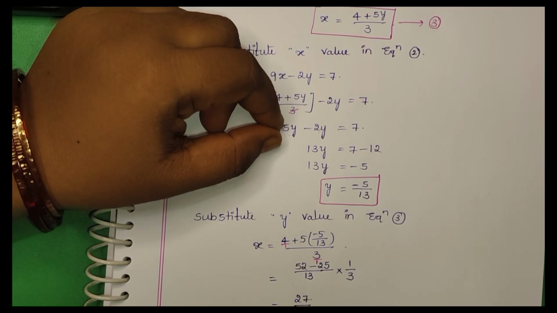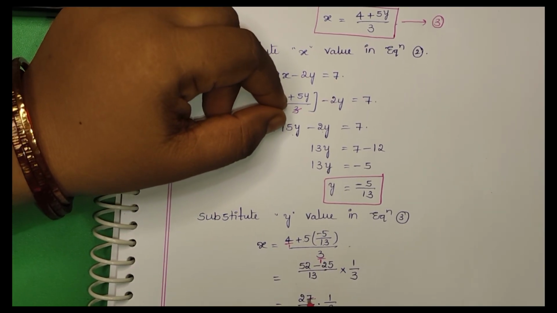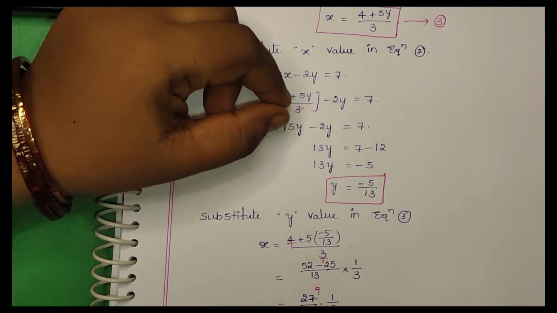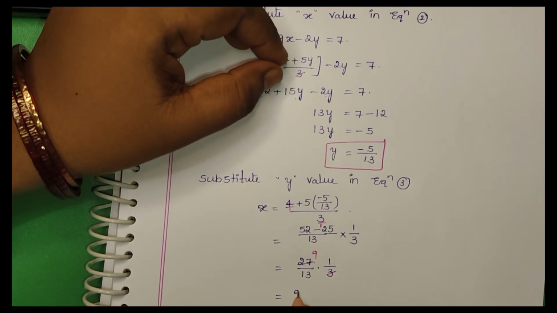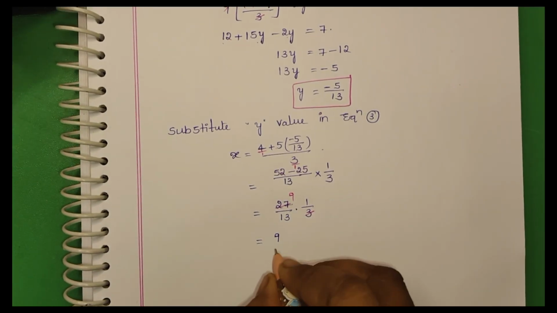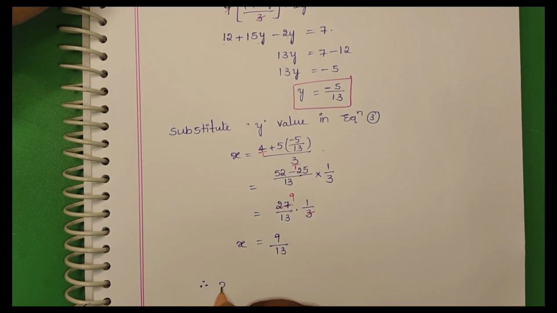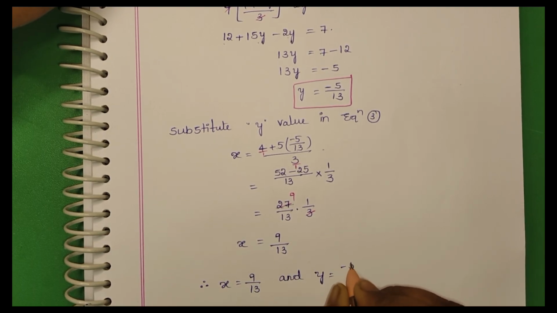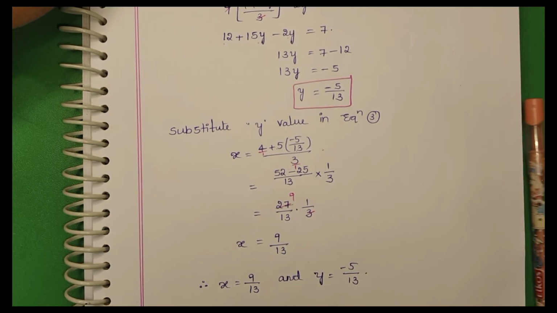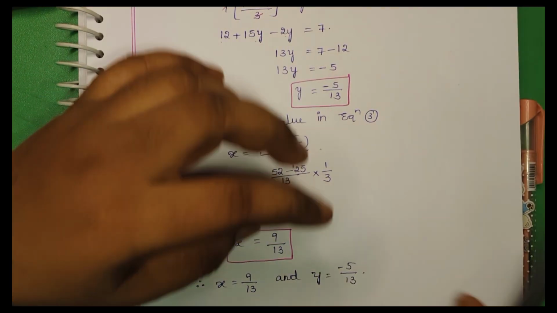So 52 minus 25 is equal to 27. So 27 by 13 into 1 by 3. Here 3 in 27, 9 times, we have to cancel it. So simply 9 by 13. Therefore the value of x is equal to 9 by 13. Therefore we have both the values: x is equal to 9 by 13 and y is equal to minus 5 by 13. Once check your answers in the elimination method also.